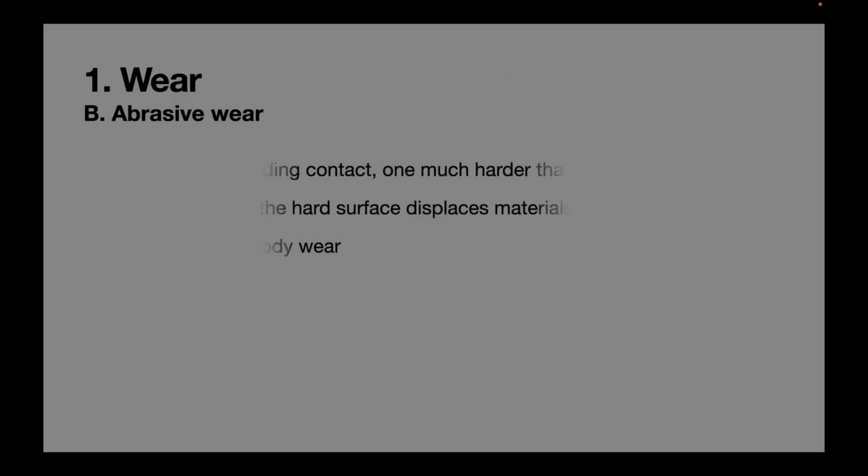Similarly, if two surfaces are in sliding contact with one another, one much harder than the other, the asperities or the protuberances of the hard surface flows into and displaces some material from the soft surface. However, these particles do not attach to the other hard surface. Such a wear is called abrasive wear. It is also called two-body wear.